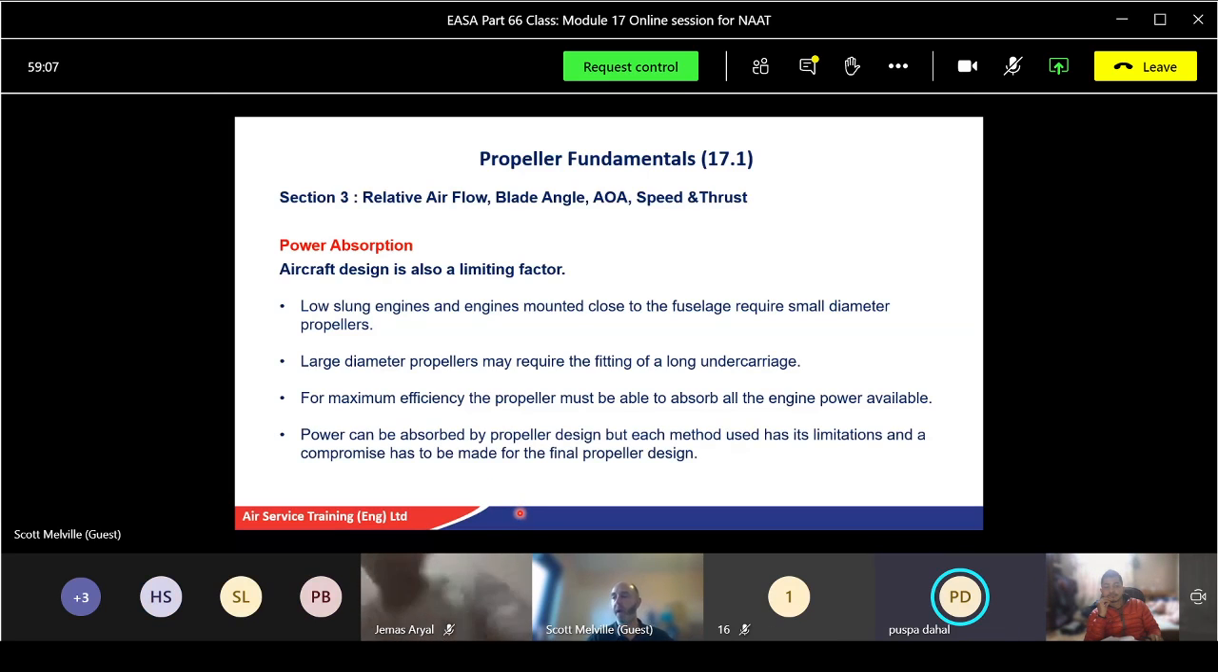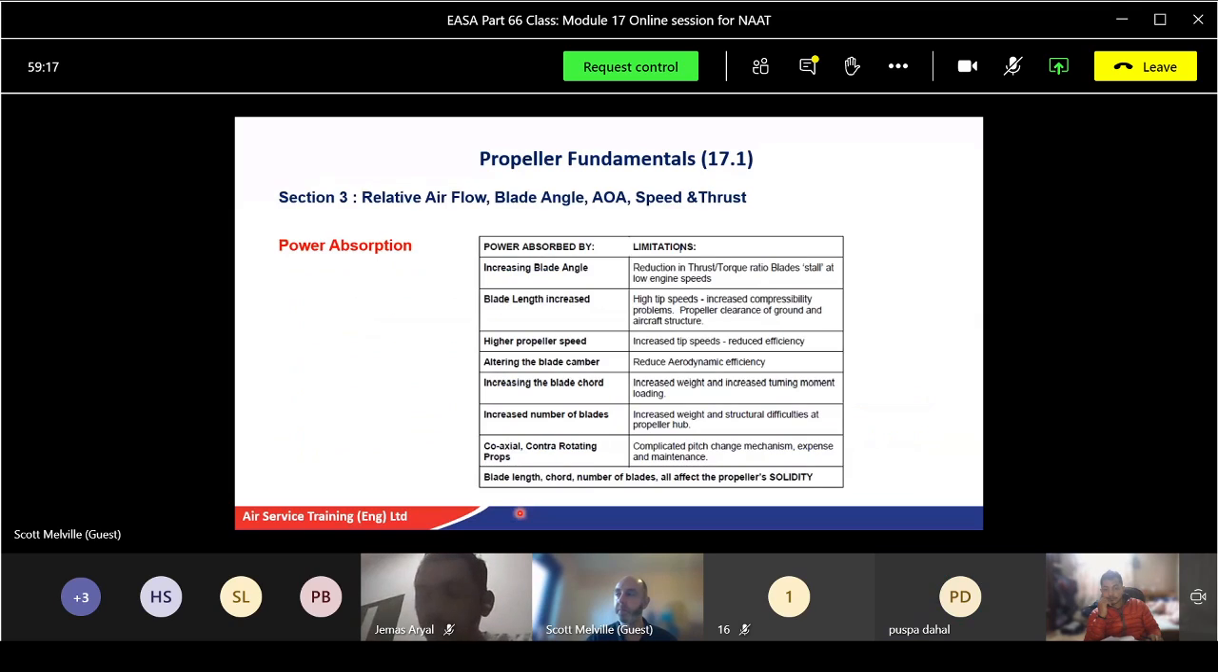Power can be absorbed by propeller design, but each method used has its limitations, obviously, and a compromise has to be made for the final propeller design. That's just a little table to go in your books there. Look at the top there. Increasing blade angle increases thrust, but also increases propeller speed and tip speeds.